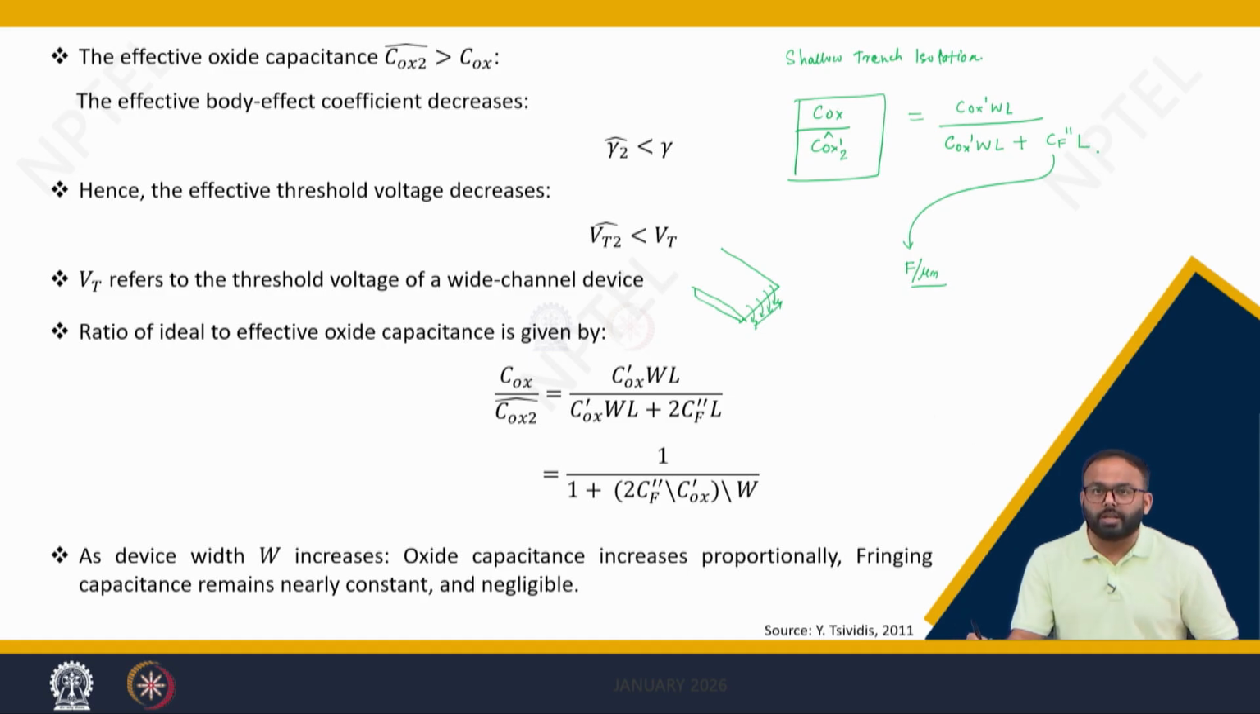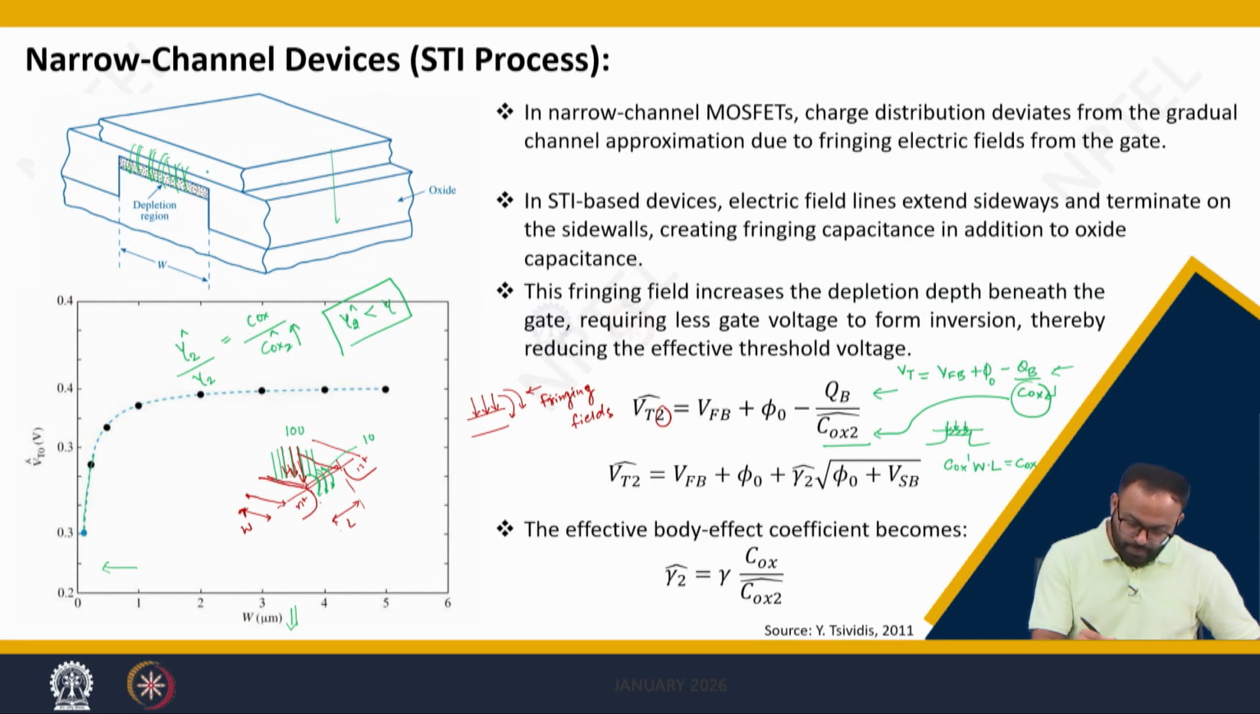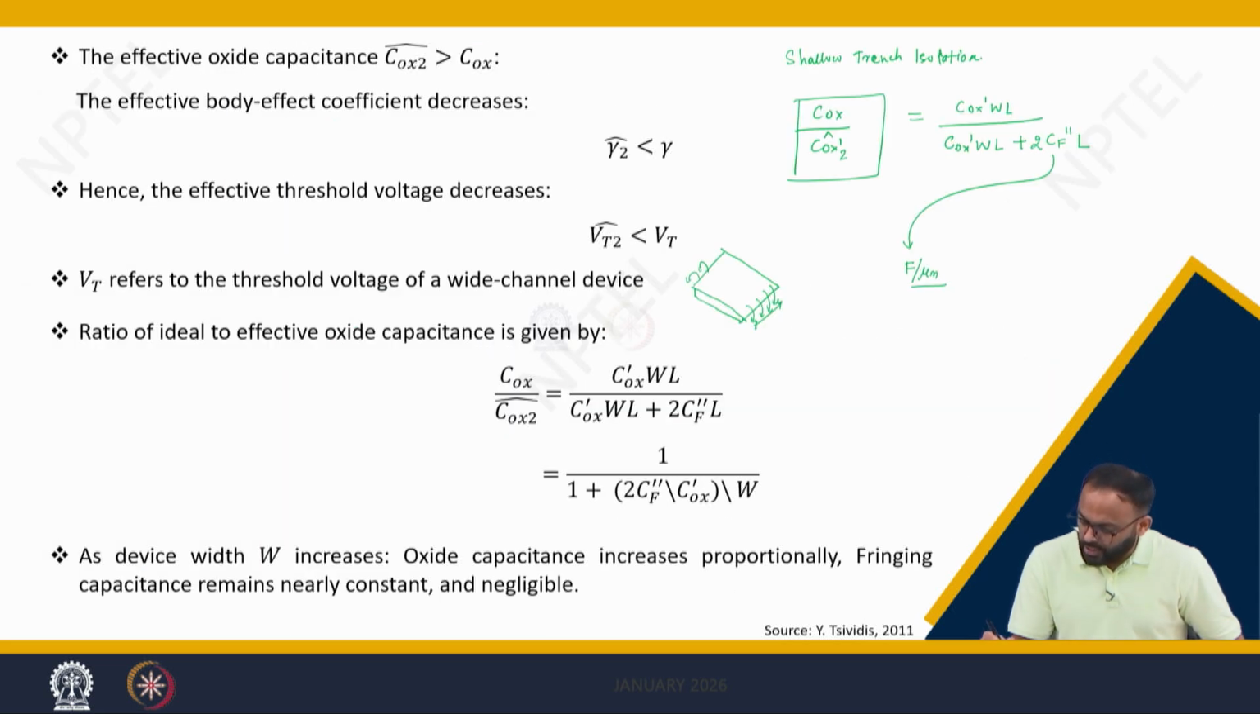This will give you the overall capacitance, but we need to multiply by a factor of 2 because this will happen at both sides. You can simply see this picture: from this side and this side there will be fringing lines, correct. Hence you can solve this ratio as Cox by Cox plus 2 Cf cap is equal to 1 over 1 plus 2 Cf double dash divided by Cox into 1 by W.